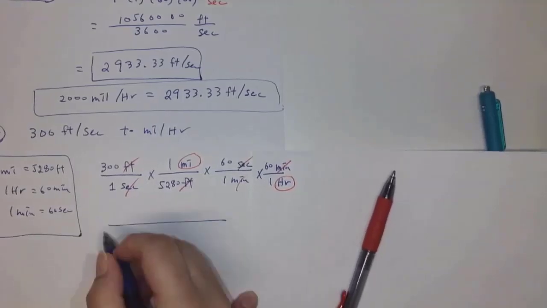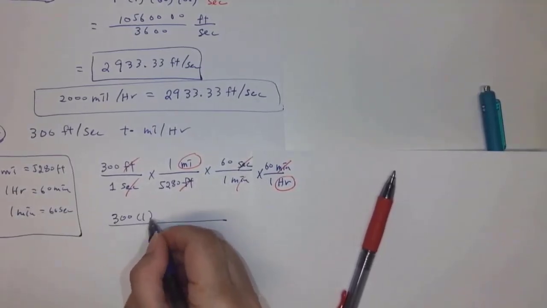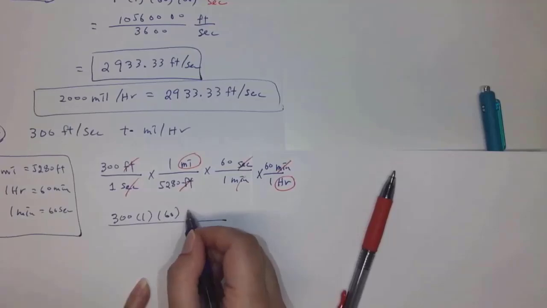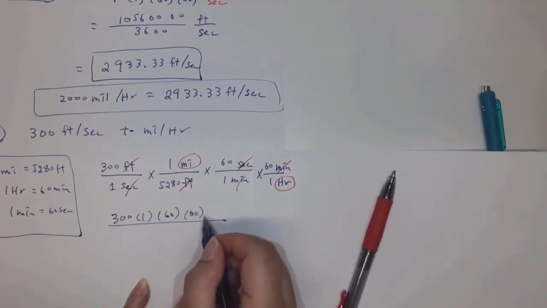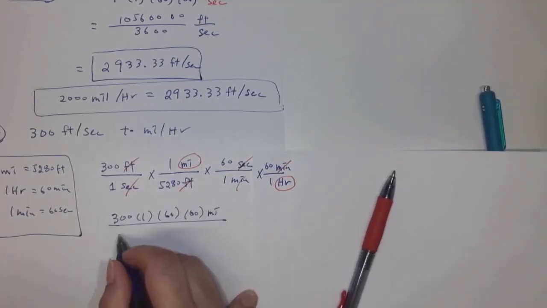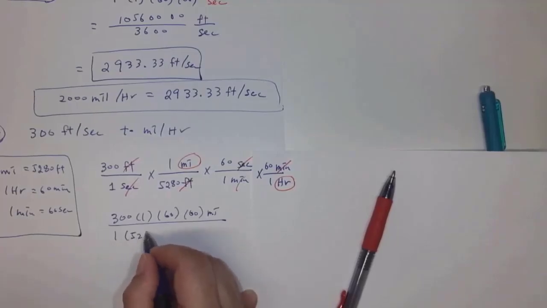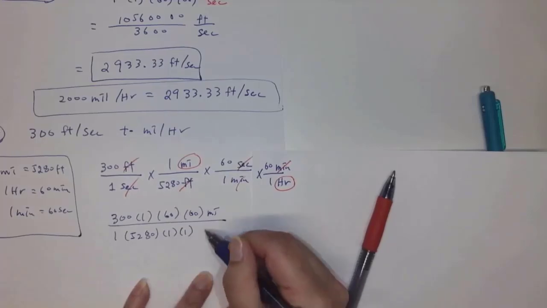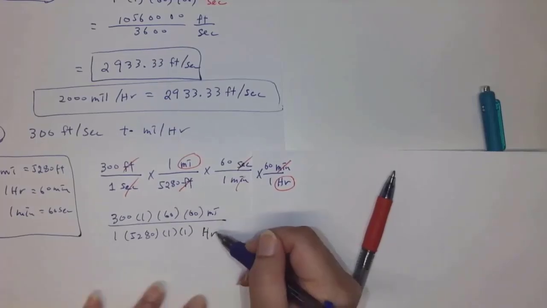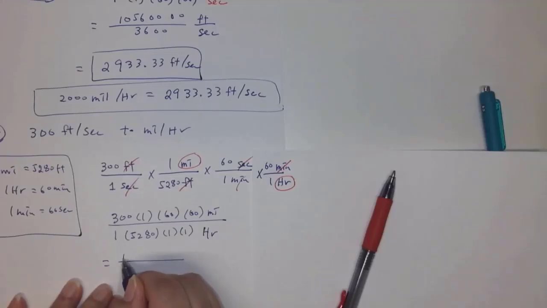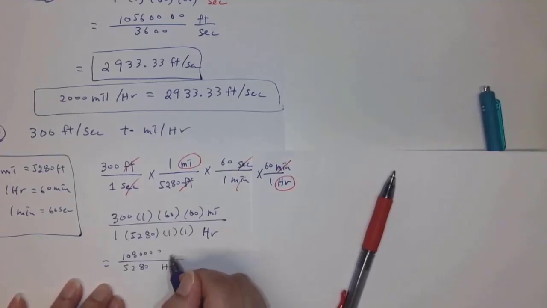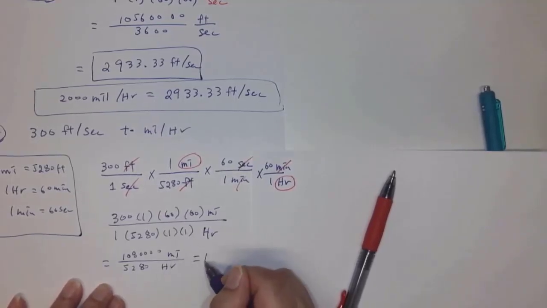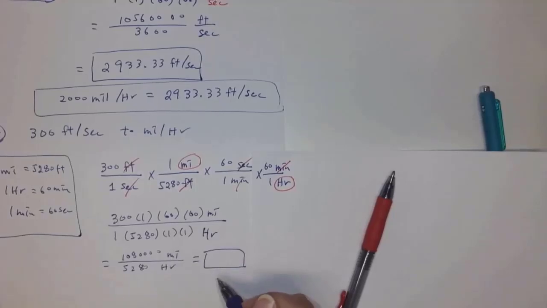So now on top we have 300 times 1 times 60 times 60, end up with mile. At the bottom is 1 times 5280 times 1, end up with hour. So the top I have 1080000. At the bottom I have 5280. This is hour. This is miles. Anybody have the final answer?